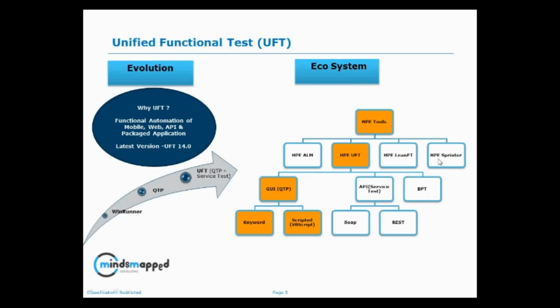And finally, we have HP Sprinter, that is the manual recording tool. The idea behind this is when you are performing functional manual test cases, you can record those steps, and those recorded steps can be automatically converted into a UFT script. Anyway, all of this has different licensing concepts, but just to give an overview about where these HP tools stand, I put this up here.